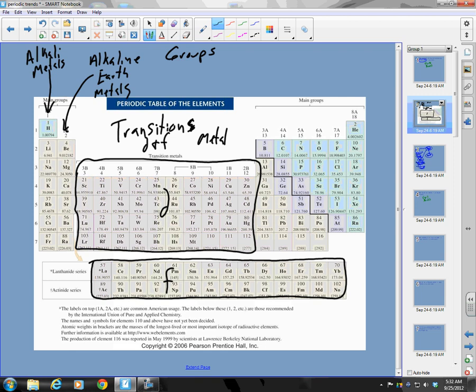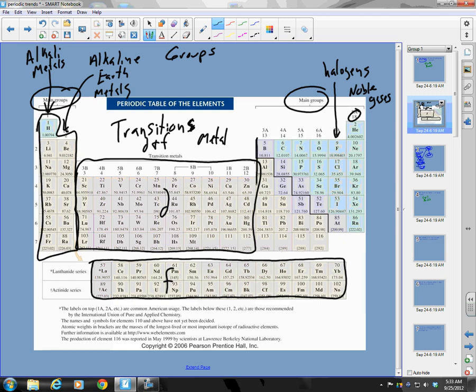Over here, this is what we call the halogens. Halogens are group 17, and group 18 are my noble gases. Noble gases. Okay, what else do we need to know? Main group. Hey, look at this, I even have it written on the periodic table. Main group elements are my S block and my P block. So main group means my S and my P block.